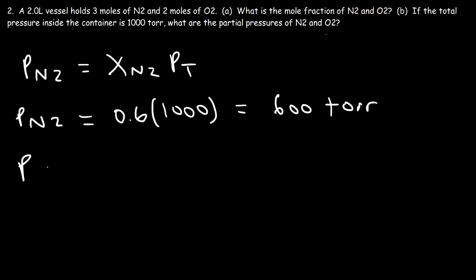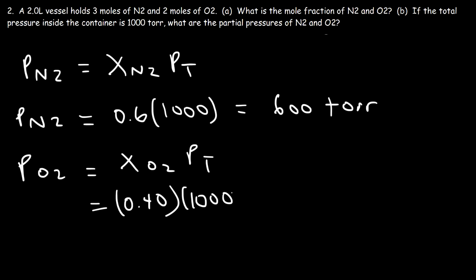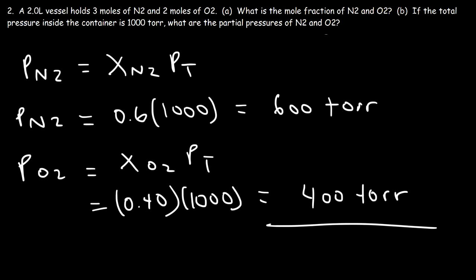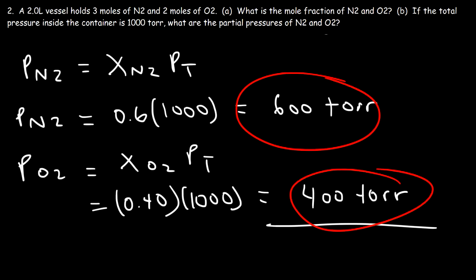Now to calculate the partial pressure of O2, it's going to be the mole fraction of O2 times the total pressure. The mole fraction is 0.4, total pressure is 1000. So the partial pressure of O2 in this example is 40% of the total pressure. So that's going to be 400 torr. And as we mentioned before, the sum of all the partial pressures must add to the total pressure, which is 1000. 600 plus 400 is 1000.